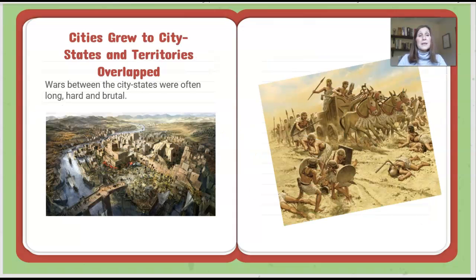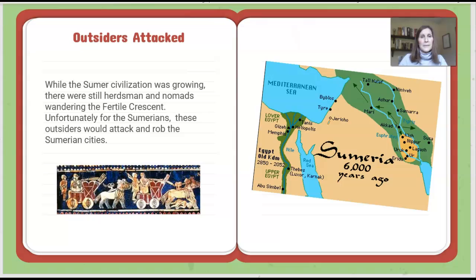Cities grew to city-states, and territories overlapped. Wars between the city-states were often long, hard, and brutal. Outsiders attacked. While the Sumer civilization was growing, there were still herdsmen and nomads wandering the Fertile Crescent. Unfortunately for the Sumerians, these outsiders would attack and rob the Sumerian cities. So in earlier civilizations, there was a lot of lack of law and order.